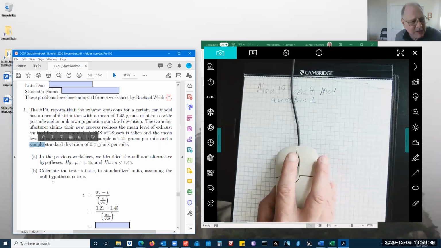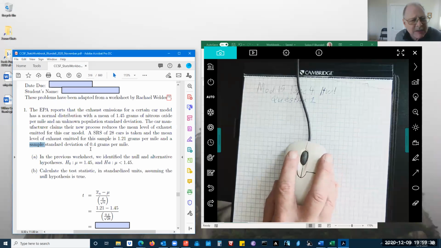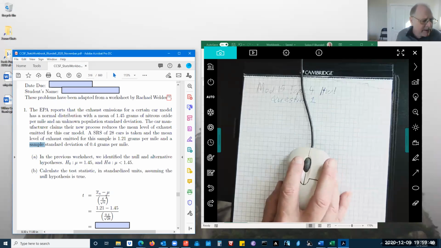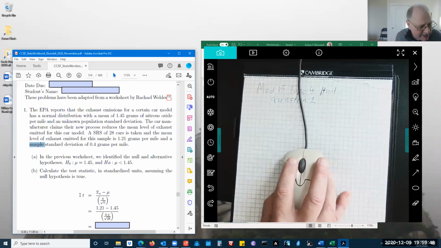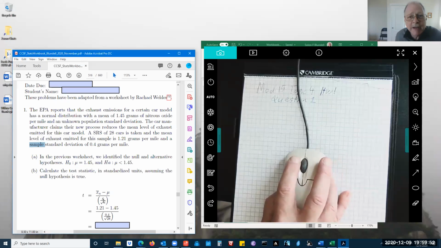One word changed in the story. This is just the sample standard deviation this time. So we don't know the population standard deviation. We can't work out the Z. The Z has a sigma over here in the formula for it. We don't have sigma. We don't know, so we cannot work out a Z score.